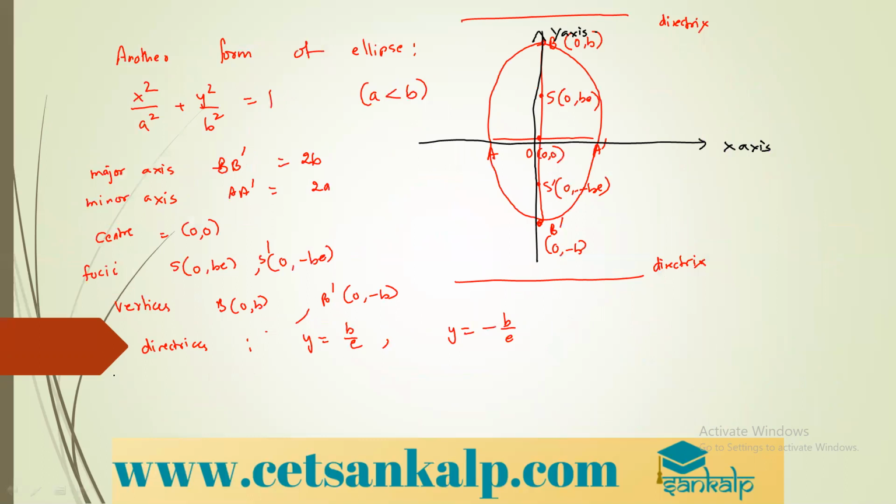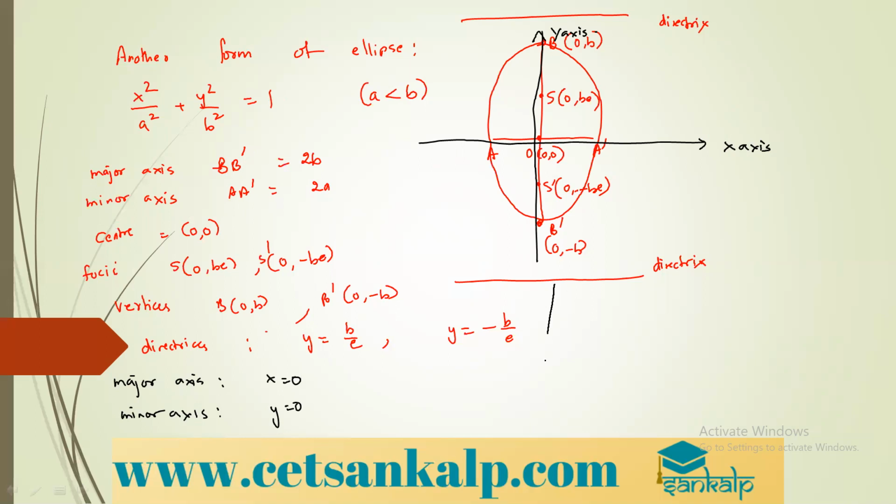Same thing we can write here also. The major axis of the ellipse is not the x-axis here. X-axis is the minor axis. So the major axis is the y-axis and that is x equal to 0. Minor axis is the x-axis, that is y equal to 0. This also we can write.